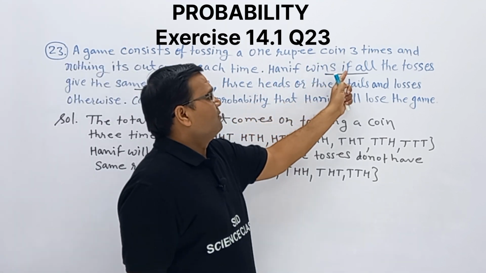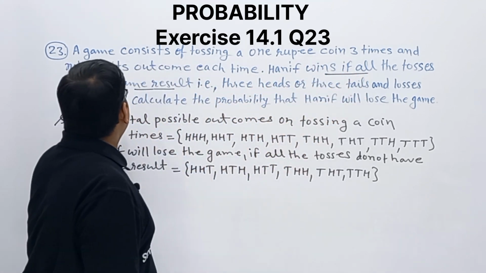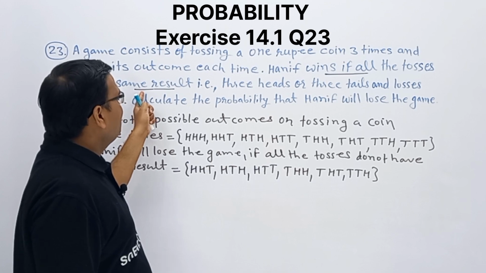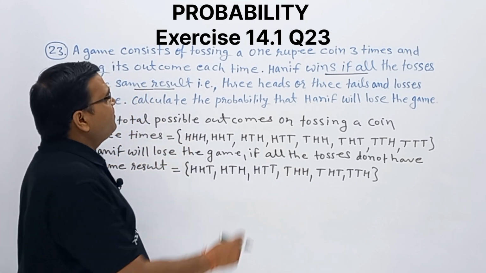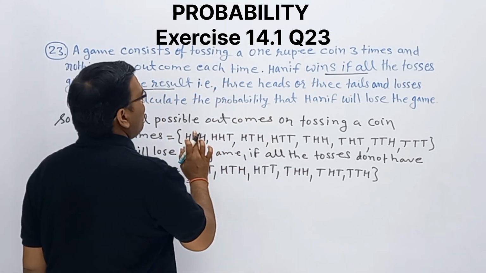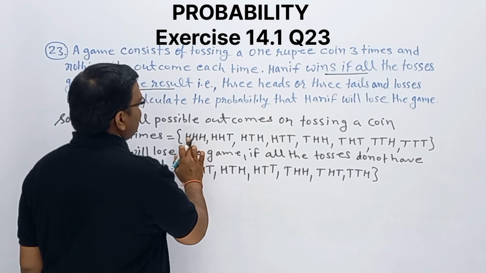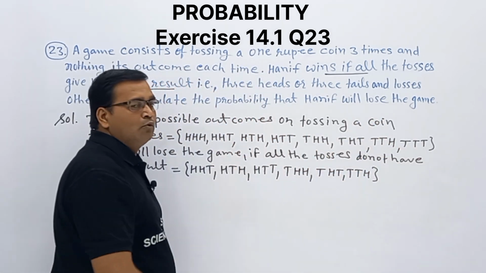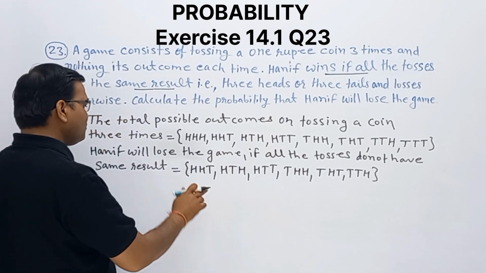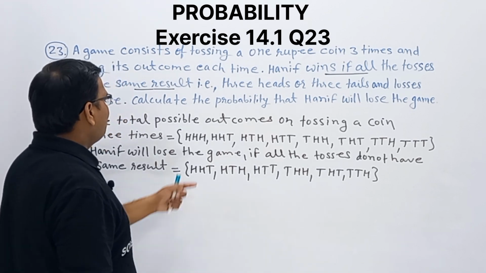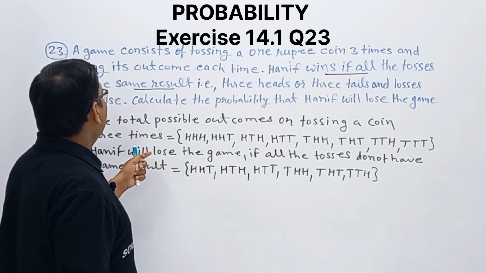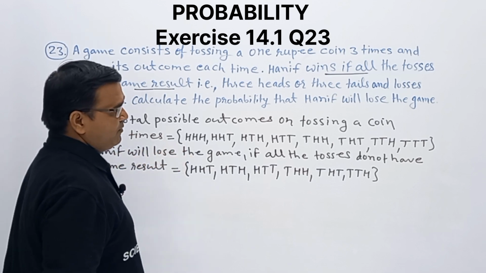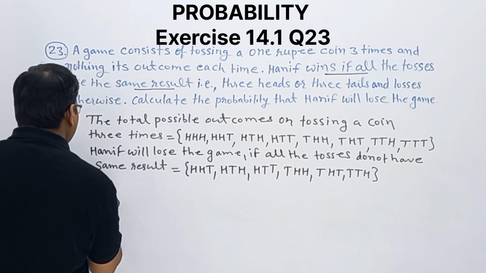Hanif wins if all the tosses give the same result. What is the meaning? Hanif wins only when all the tosses have head, head, head or tail, tail, tail. Otherwise lose. Clear? So these are the outcomes where Hanif will lose the game. Clear?